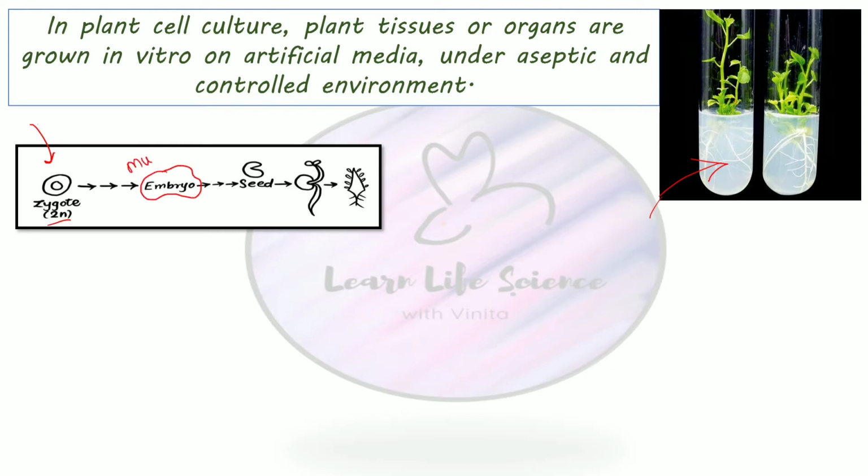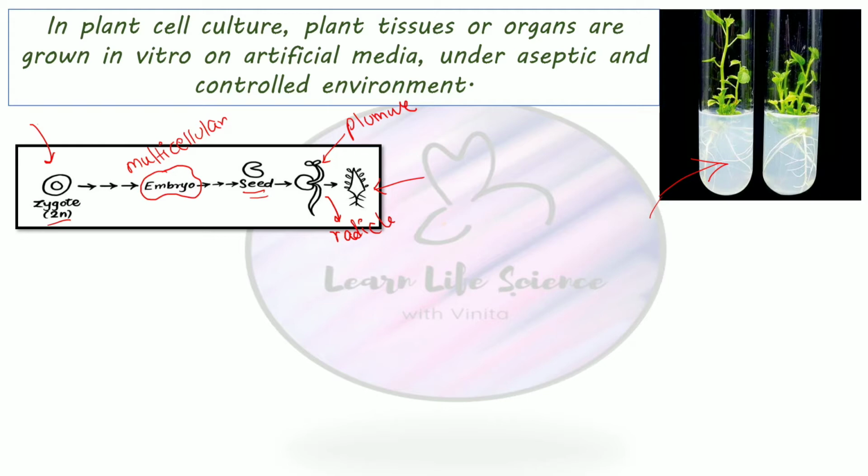Embryo is multicellular, right? And from this embryo, the cells will again divide and differentiate, and they will finally form the seed. This seed, under particular condition, is going to germinate and give rise to the plumule, that is the shoot, and the radicle, that is the root, right? And finally we observe the entire plant in the field, right? This is a general mechanism which occurs in nature.